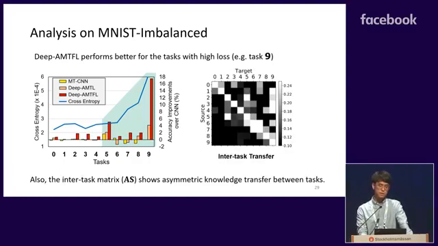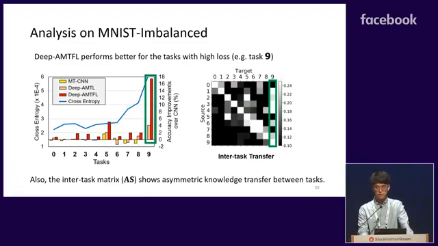And this inter-task transfer matrix is supporting that argument. There is more transfer from easy to difficult tasks along this upper triangular area. And also, the number 9 receives big transfers from easy numbers, so the accuracy has been much improved.